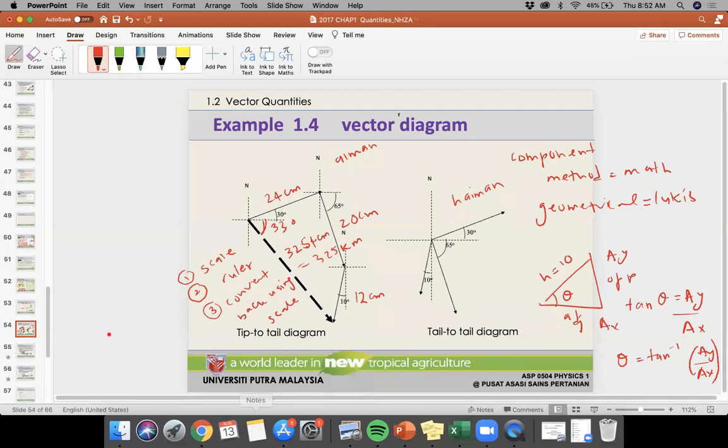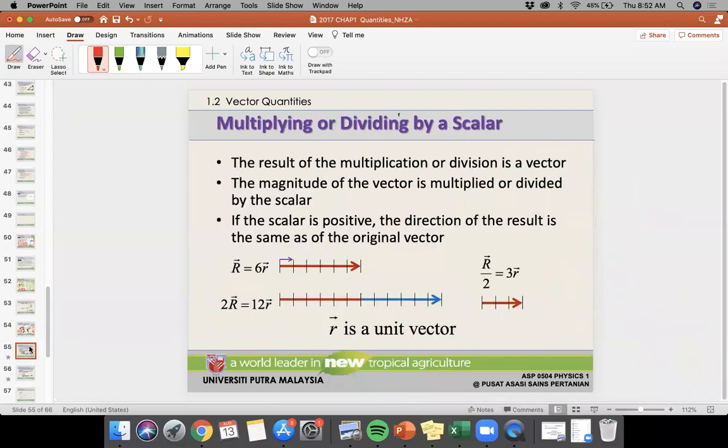Thank you, Doctor. Next one. The result of the multiplication or division is a vector, which means that if you multiply a vector A by any number, it's still a vector.